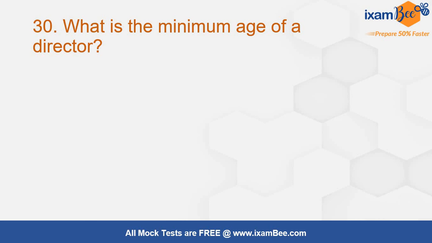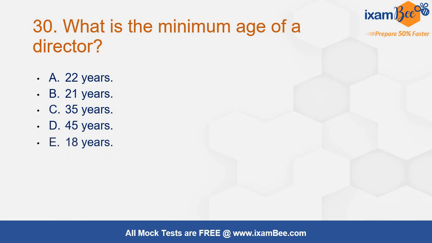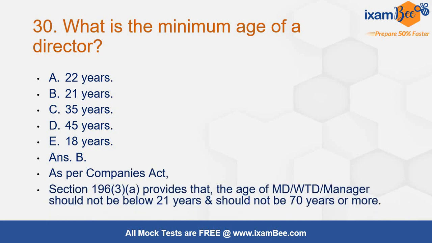What is the minimum age of a director? 22, 21, 35, 45, 18. Answer is B, 21 years. As per Companies Act section 196(3) subclause A provides the minimum age of a manager, managing director, whole-time director. All of them should not be below 21 years and should not be 70 years or more.